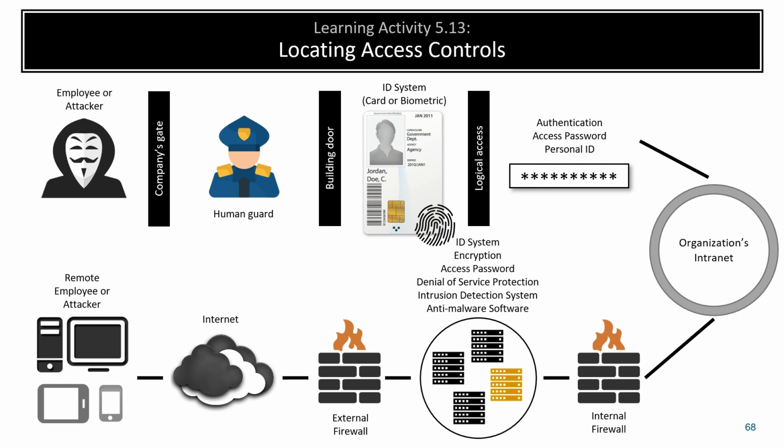All right, so there are many different access controls that we have in place here. The company's gate is a physical access control, preventing just anyone from getting access to our organization. Another access control is the human guard that's going to ensure that no one is climbing our walls or whatever. Even after getting past the company's gate, we still need to get into the building door.